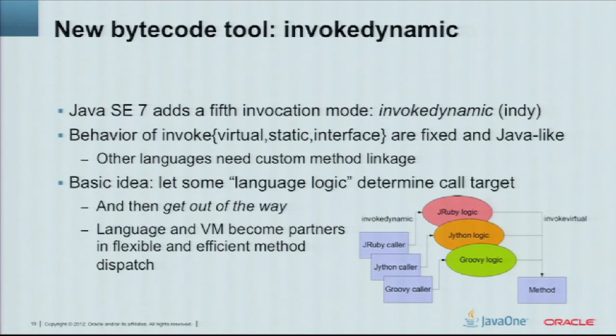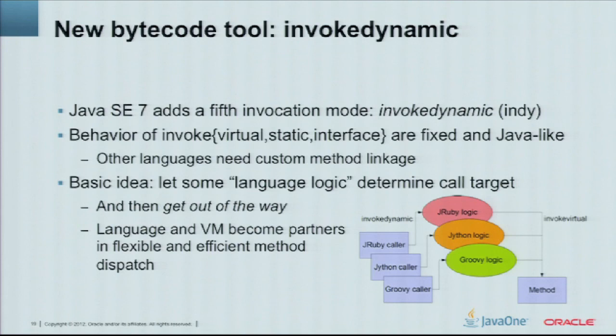InvokeDynamic, or Indy, we like to call it. The idea is that the other invocation modes have semantics that are very tightly tied to the Java semantics. The semantics of InvokeDynamic are designed to be pluggable. When you have an InvokeDynamic call site, in addition to all the things you have at a regular call site, like a method name and an argument list, you have a pointer to what's called a bootstrap method.